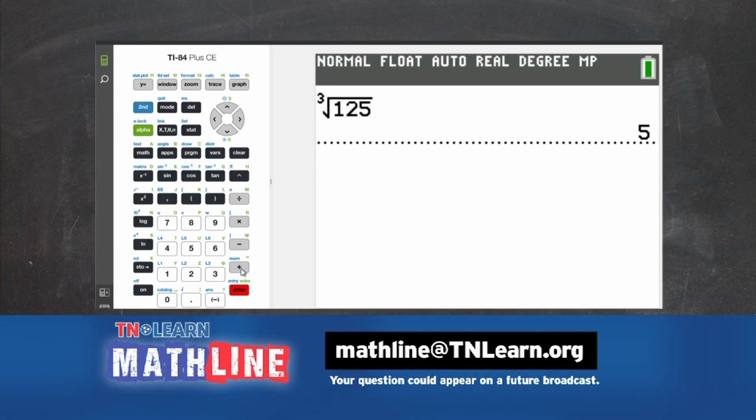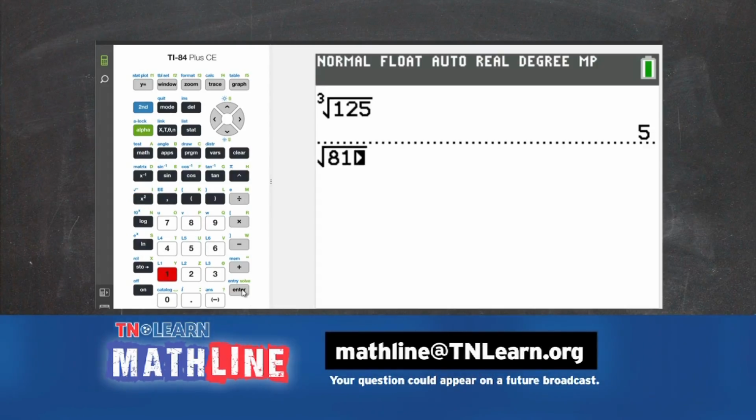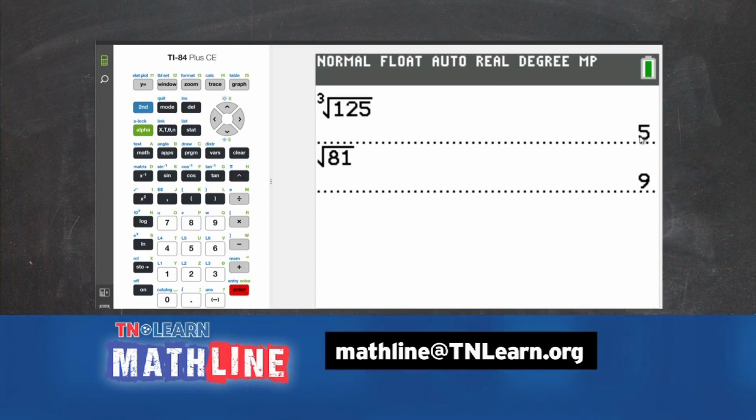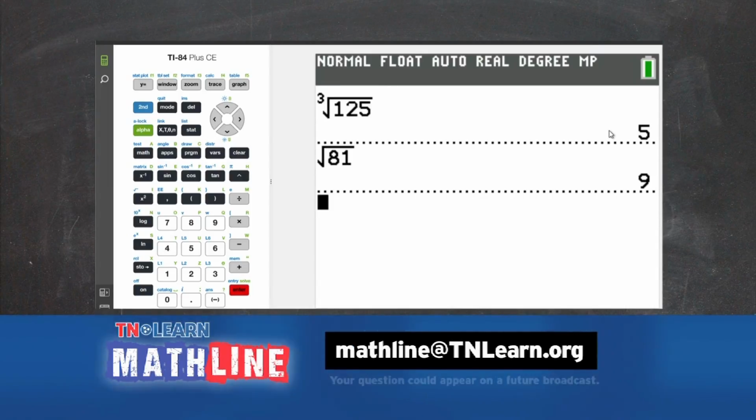Now, square root. You say, Ernie, where's the square root? Well, it's under the second button this time. And notice there's an x squared right below it. You press the second, go down there to x squared, and it will give you the square root symbol. And we can pop the 81 in there, just in case you didn't think I really knew what the square root of 81 was. It gives us 9. And we take those two numbers, 5 times 9, that's a multiplication fact, 45, and you're on your way.